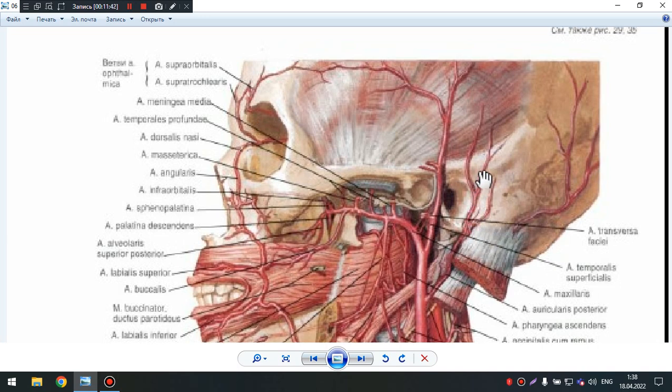The posterior auricular artery supplies the skin and muscles near the posterior auricular region. It supplies the auricle and external acoustic meatus, and gives the stylomastoid artery, which directs through the muscle of the same name and supplies the inferior wall of the tympanic cavity. The sternocleidomastoid artery supplies the muscle of the same name.